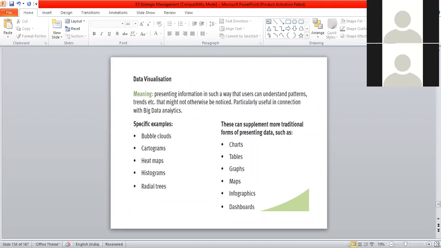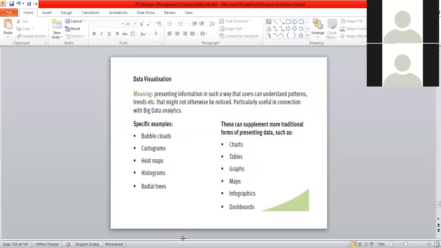Now the examples that are given are bubble clouds, cartograms, heat maps, histograms, radial trees. These are all examples where data can be presented through pictures, a pictorial or graphical presentation. These are examples of data visualization.